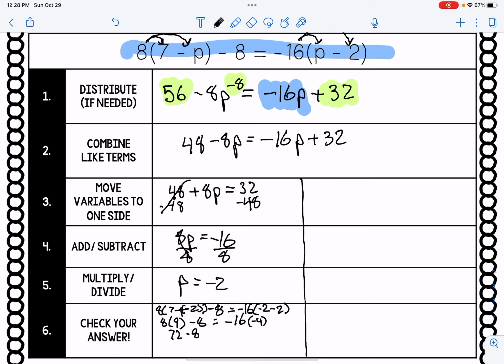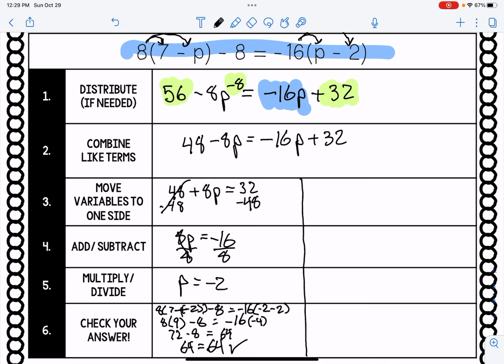Then we have minus 8, so I'm going to do the multiply on the other side too. 16 times 4 is 64, and a negative times a negative is a positive. And 72 minus 8 is 64. That is equal to the 64 that we got over here. This is the important part. It is equal. So we maintained that equality the right way when p was negative 2. If you go through your evaluation steps and you get something like 64 equals 32, then we made a mistake and it doesn't work. But this is equal, so that checks off for us.